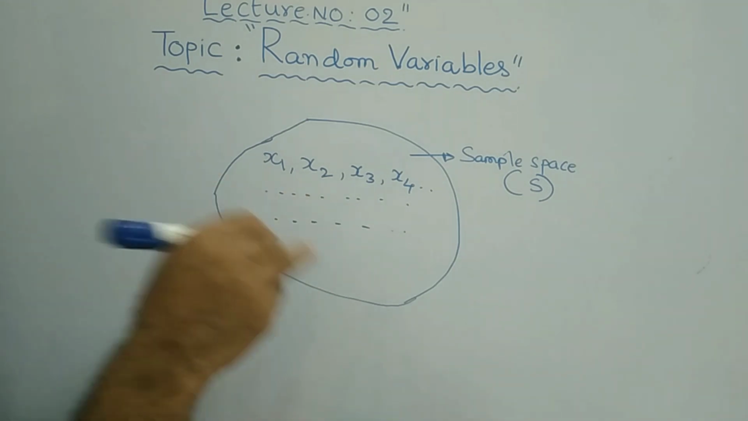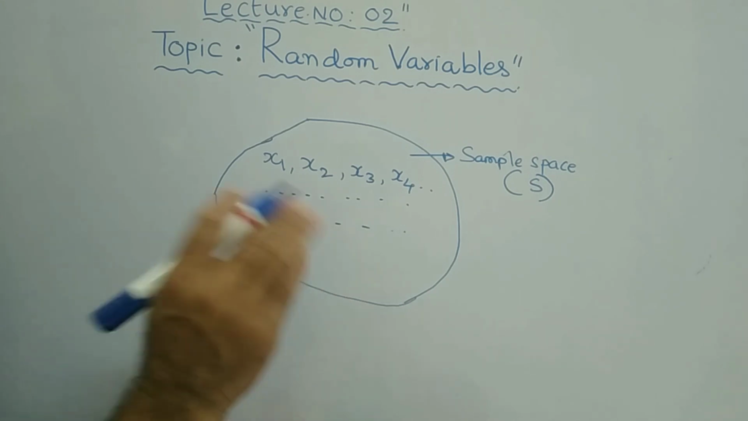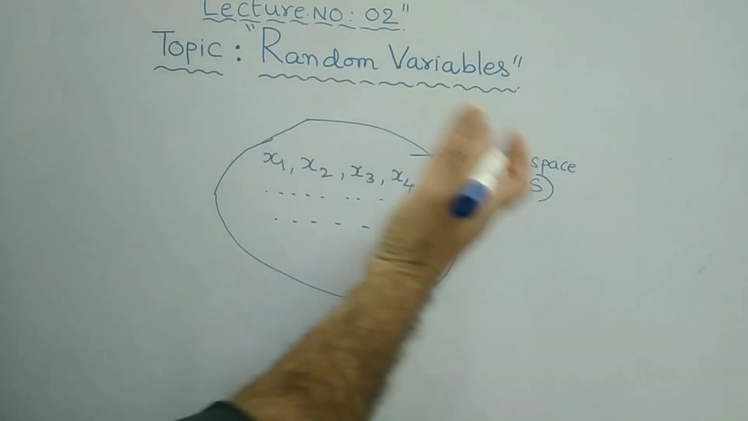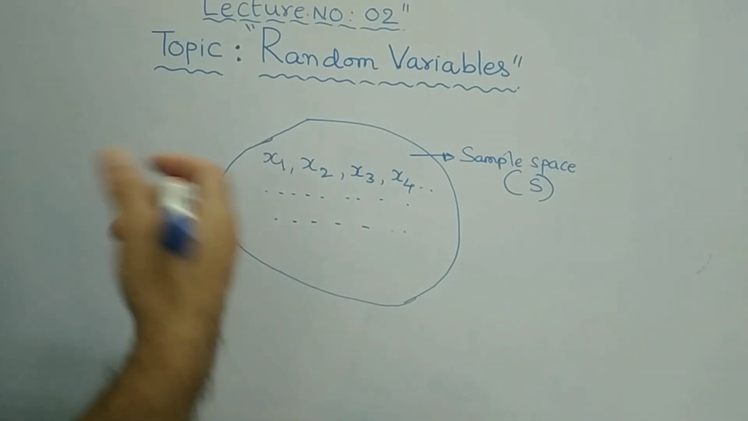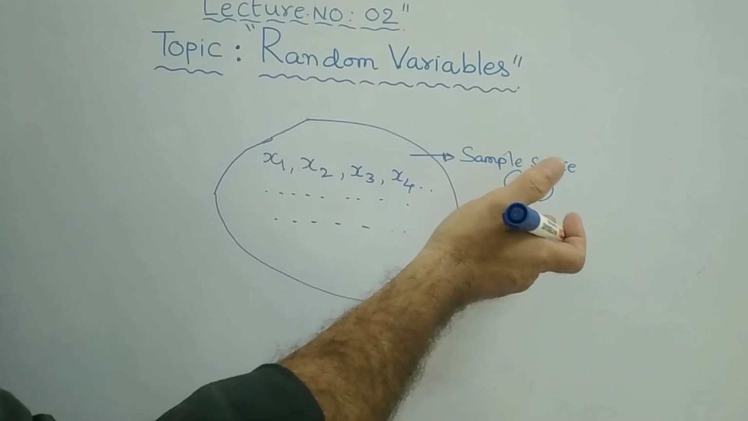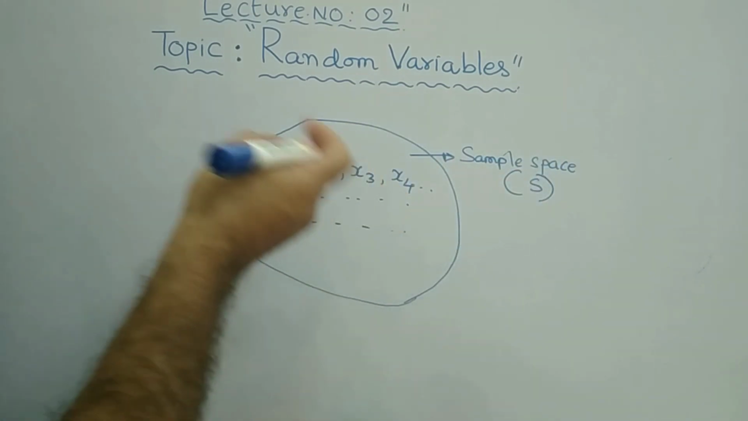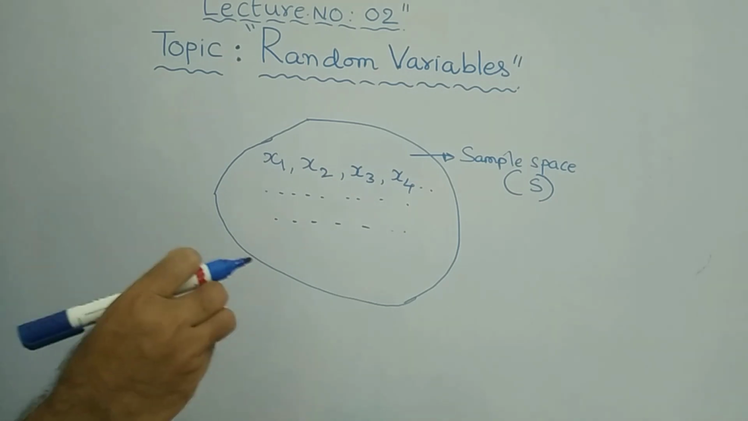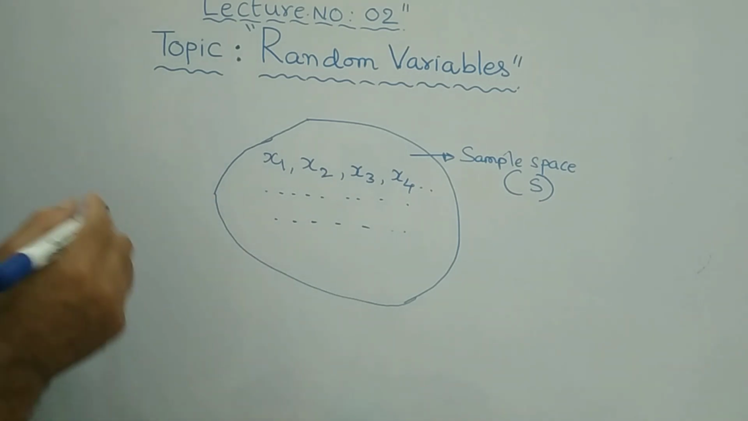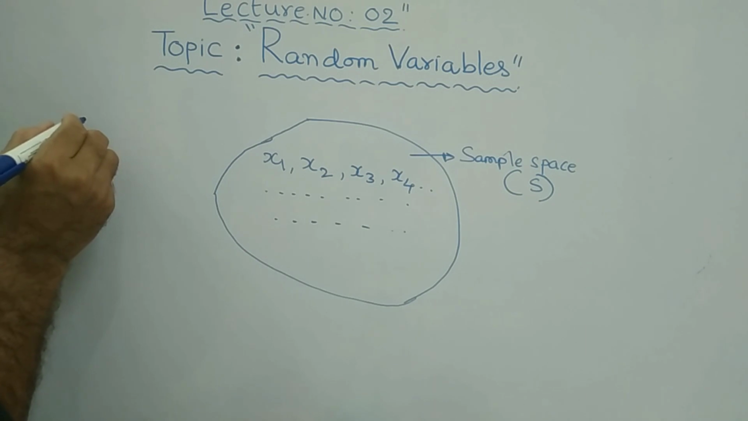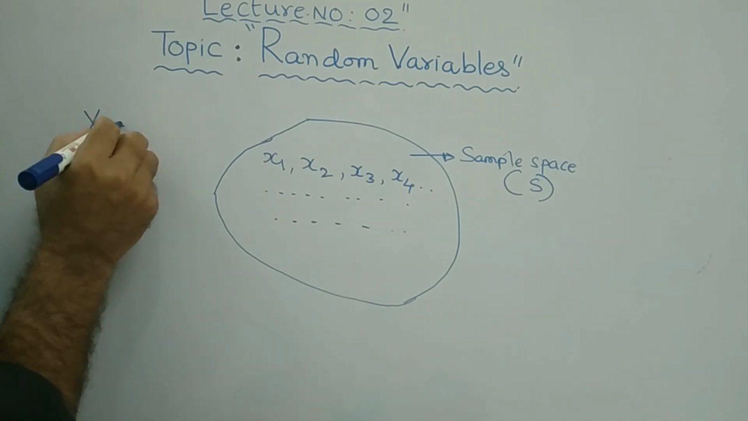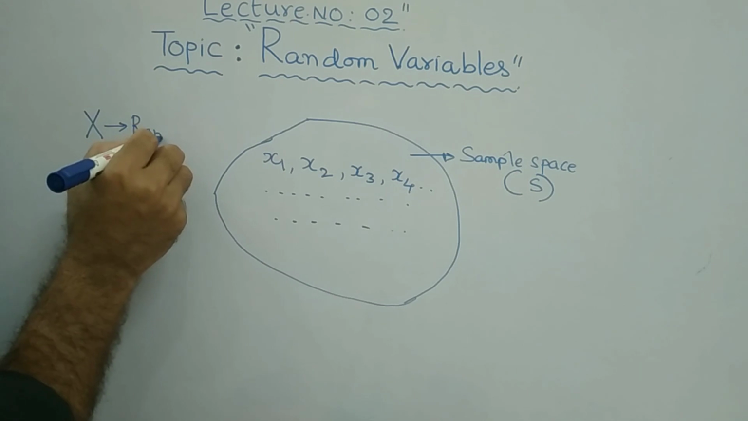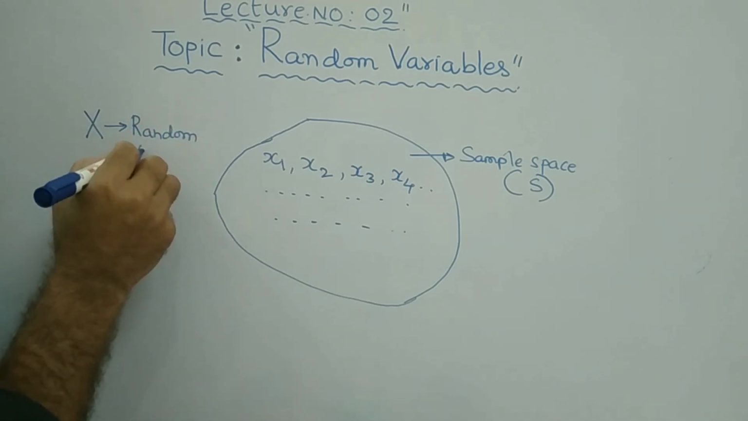Do not confuse here. I am not talking about S, or the small x1, x2, x3. I am introducing a new variable, other than S and x1, x2, x3. I am naming it a random variable, and I am denoting it as a capital X. I am calling this particular variable a random variable.